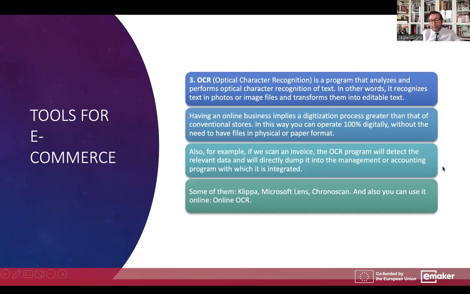Maybe you have heard about optical character recognition. It's a program that analyzes and performs optical character recognition of text, and it recognizes the text in photos or image files, and we use it to transfer them into editable text. And also, this is very important for creating content for our products on the websites. For example, Clippa, Microsoft Lens, Chronoscan, and these are the important programs for using optical character recognition.